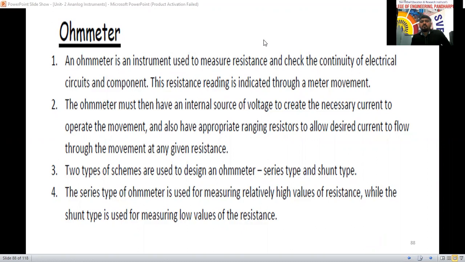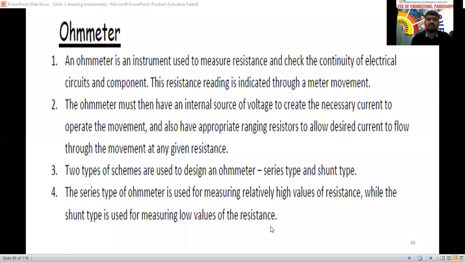So after some 2 to 3 days, we are coming back to the electrical measurement and instrumentation subject. In the last class, we discussed the ohm meter. There are mainly two types of ohm meters: the series type ohm meters and the shunt type ohm meters. These ohm meters are used for the measurement of resistance, especially the insulation resistance, and to check the continuity.